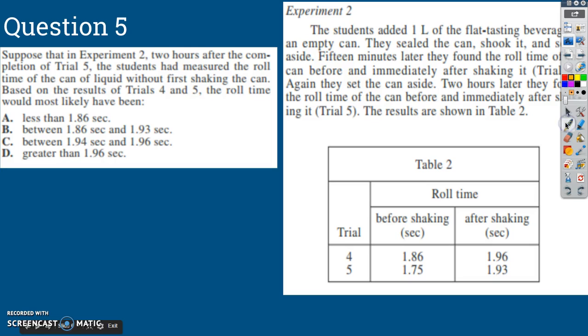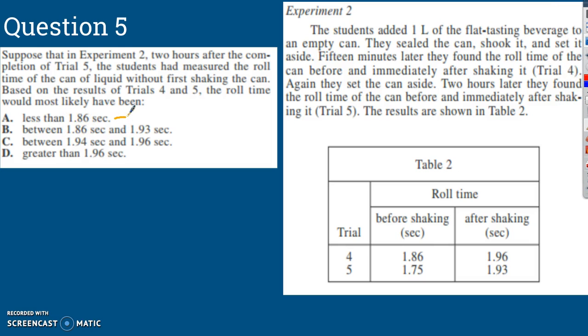Question number 5 is another one on this same experiment. I know we're beating a dead horse, but suppose that in experiment 2, 2 hours after the completion of trial 5, the students had measured the roll time of the can of liquid without first shaking the can. Based on the results of trials 4 and 5, the roll time would most likely have been what? So if they did not shake the can at all, after shaking, what do we think? Is it going to be less than 1.86 seconds? Maybe. Is it going to be between 1.86 and 1.93?